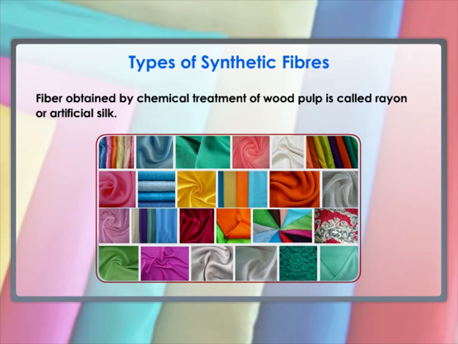Although rayon is obtained from a natural source, wood pulp, yet it is a man-made fiber. It is cheaper than silk and can be woven like silk fibers. It can also be dyed in a wide variety of colors.